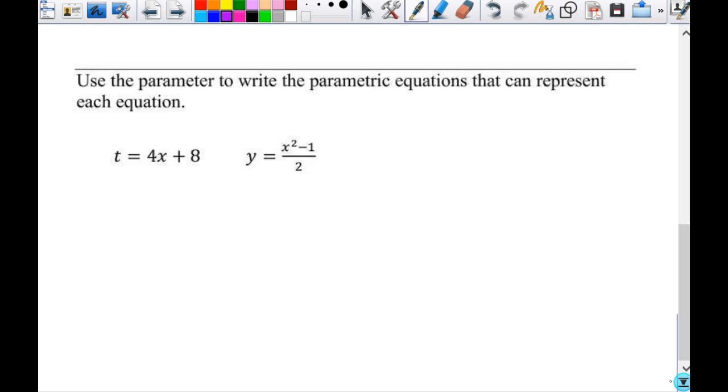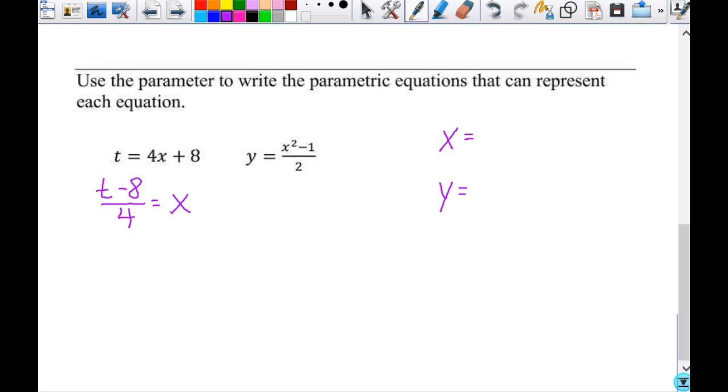So all you're really doing here is substituting, okay? So we are going to use the parameter to write the parametric equations that can express each equation, which means that we are looking for an x equals and a y equals, both in terms of t. Okay? Now my x already has a t involved with it. Y does not. So I can take this one and I can solve this for x to get it in my x equals. You agree with that? Pretty easy to solve? So this can become t minus 8 over 4, and that's equal to x. You good with that? I just solved it all in one step. You just subtract 8, divide by 4.